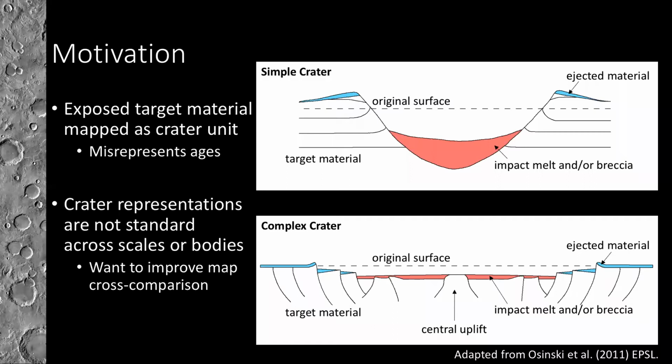However, there are known issues with representing craters on maps. For example, on the top with a simple crater, the impacted target material that's shown in white is exposed in the crater wall of a simple crater, or in the terracing walls, or possibly the central uplift feature of complex craters. So when we map these as crater units, we can imply a falsely younger age for the targeted material. Additionally, crater representations are not standard across scales or bodies, and this is something that we want to improve to enhance cross-comparison of maps in these situations. Next slide.